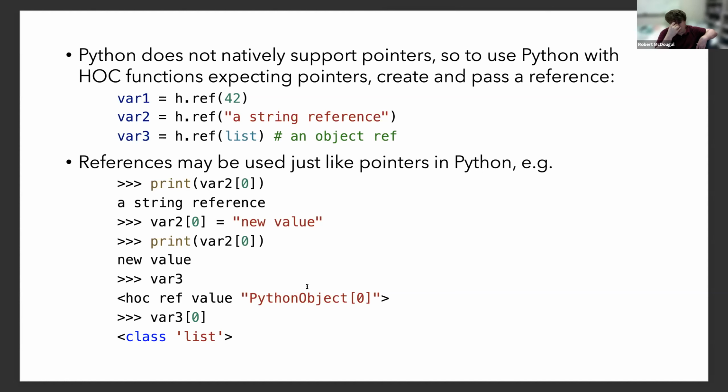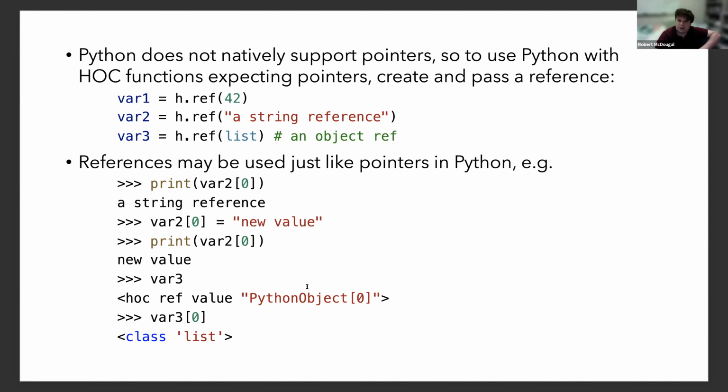I want to point this out too. Occasionally you're going to need to call HOC code that expects pointers. The way you do this in Python, if you have something and you want to send a pointer and it doesn't already exist, is to use h.ref to create the relevant reference. So var1 is h.ref of 42 creates a pointer to the number 42. It's going to reserve some memory for the number 42, and then create a pointer to that. Then you can use this in any HOC function or Neuron function that would expect a pointer to a double.